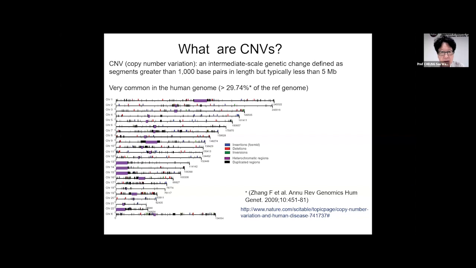There are 2 kinds of CNV. One kind is normal, because it's very common in the human genome; it consists of almost 30% of the reference genome. And so we have to learn how to distinguish what is a normal CNV versus a disease-causing CNV.